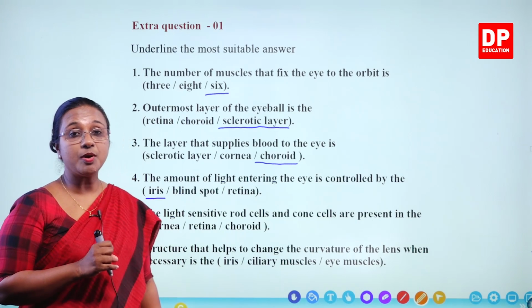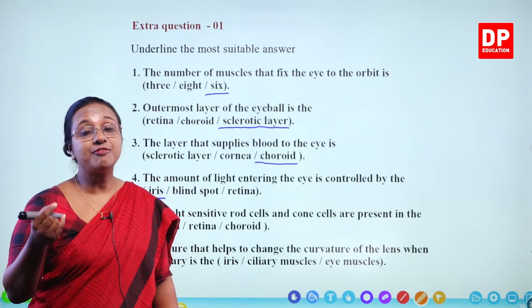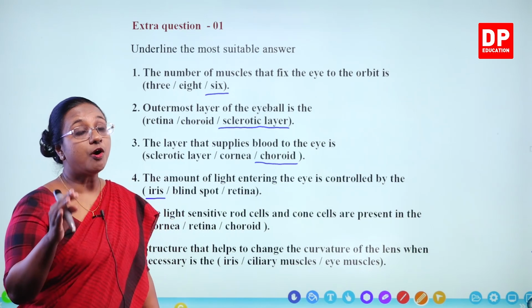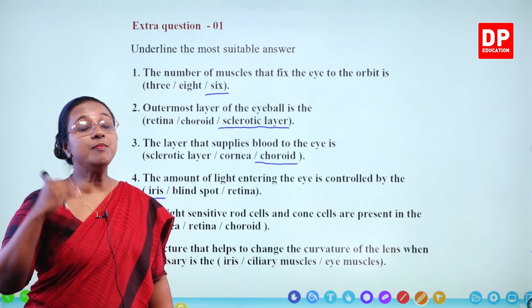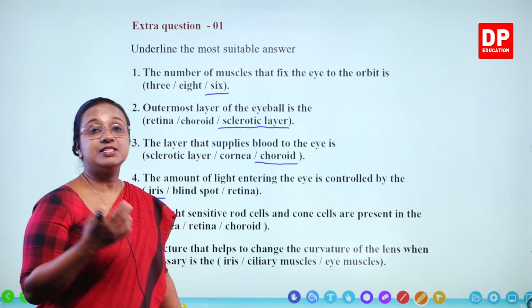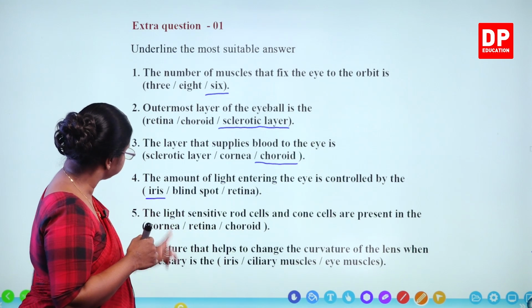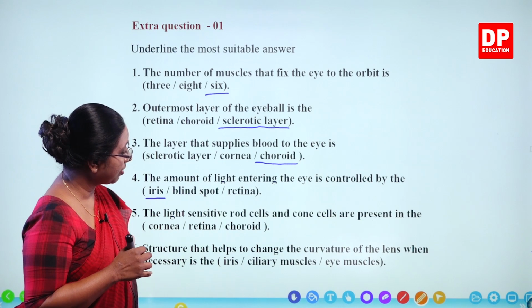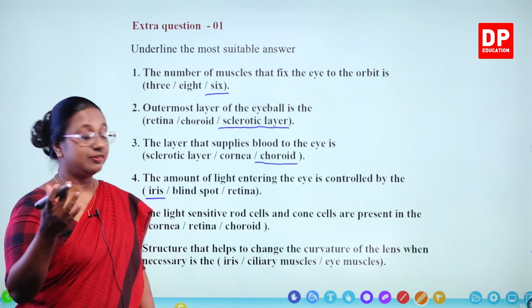What is the blind spot? The point in the retina from where the optic nerve starts. So there are no images formed, or even if the image is formed, the vision is not possible. And retina is where the image forms. Then the fifth one. The light sensitive rod cells and cone cells are present in the retina.